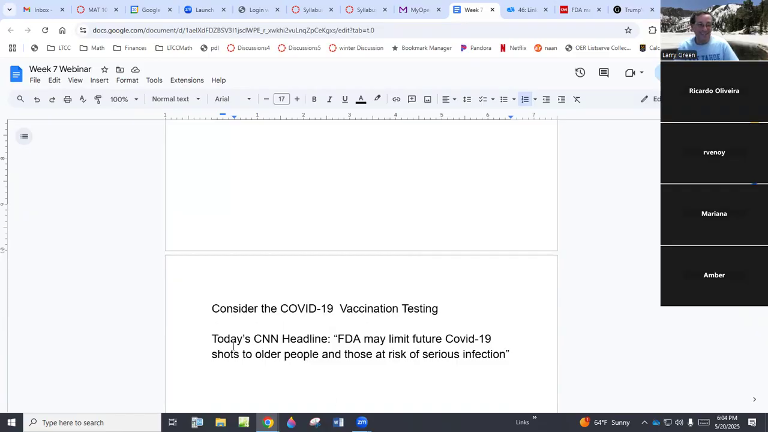Okay, so here it is. CNN's headline was: the FDA may limit future COVID-19 shots to older people and those at risk of serious infection. And by the way, I'm pretty old, but I'm not old enough. So if this really happens, then I can't get another COVID shot, and I've gotten my COVID shots.